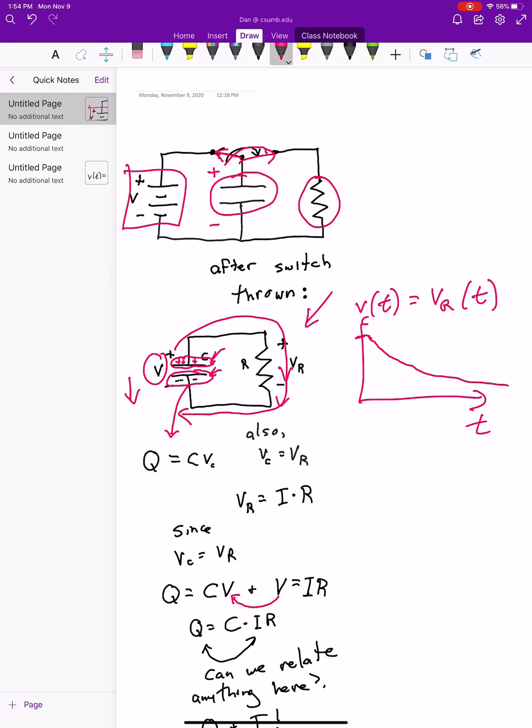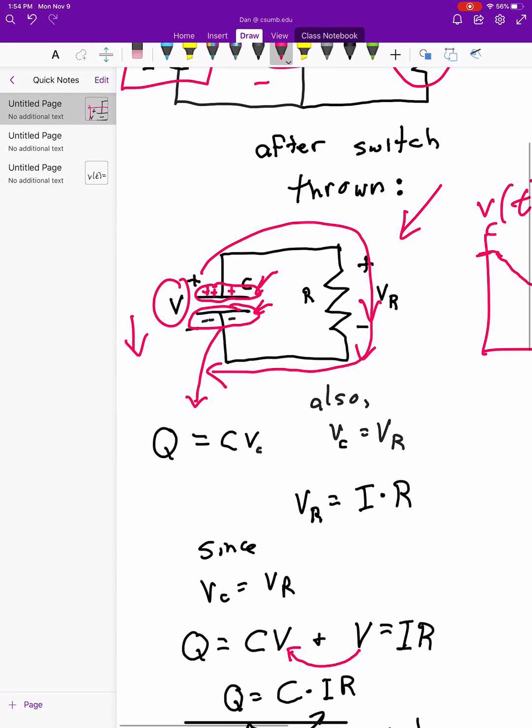Now, in order to do this problem, we are going to look at this equation, which we know is the equation for the charge on the capacitor plates, and it's equal to the size of the capacitor times the voltage across the plates of the capacitor. That's the equation for the charge. We also have the equation for the voltage across the resistor, which is equal to the current through the resistor times the value of the resistance. That's Ohm's law, and we've talked about that earlier in the semester.